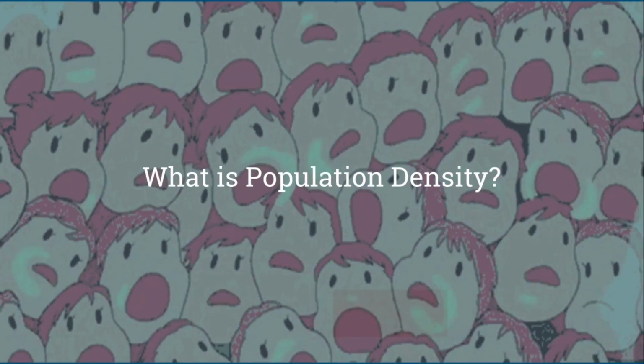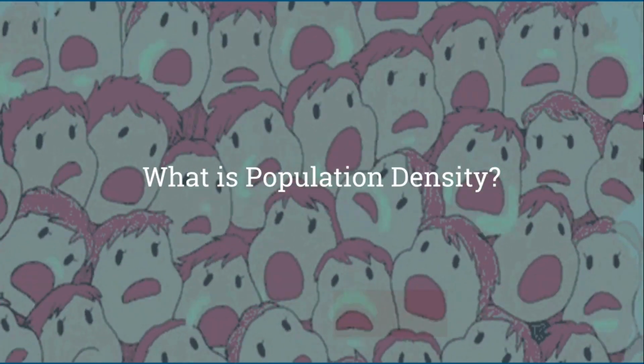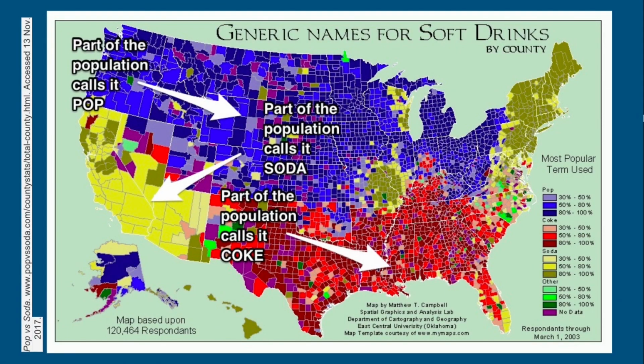It is usually shown on a choropleth map, like a map except colored in by section of population. This choropleth map is based over the US, and it shows the generic names for soft drinks. It shows how much of the population calls it pop, soda, Coke, as well as other things.